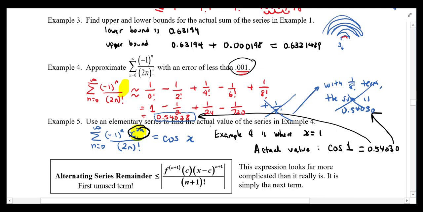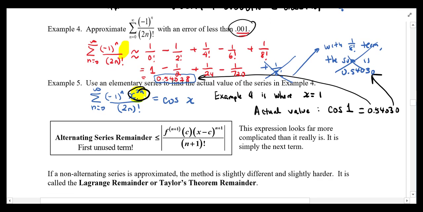All right? So ultimately, here is what I want you to understand. The alternating series remainder is always less than or equal to, and you're like, what is this? Oh, well, it's the n plus 1 derivative evaluated at the center point c, multiplied by x minus c to the power n plus 1, all over n plus 1 factorial. It really is just the expression to describe the next term.